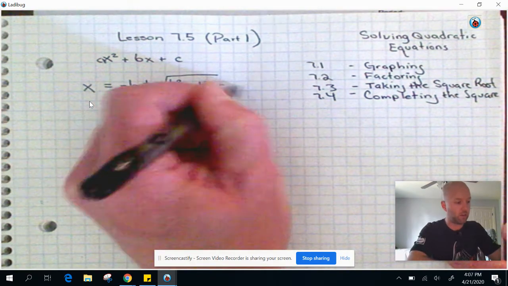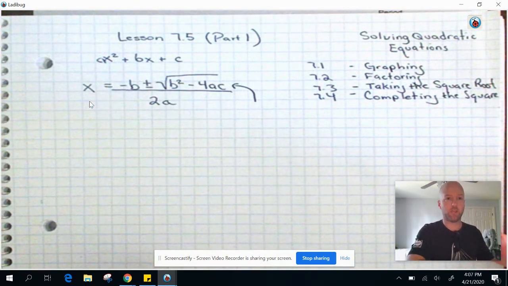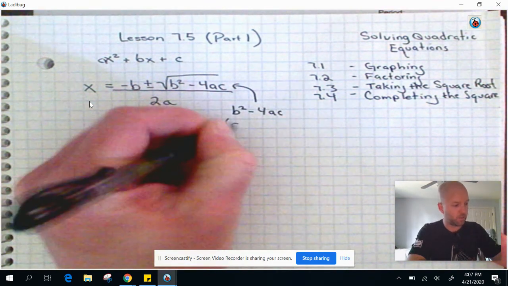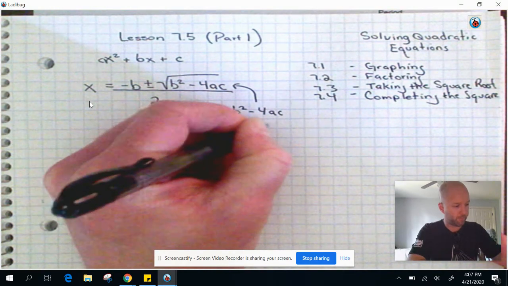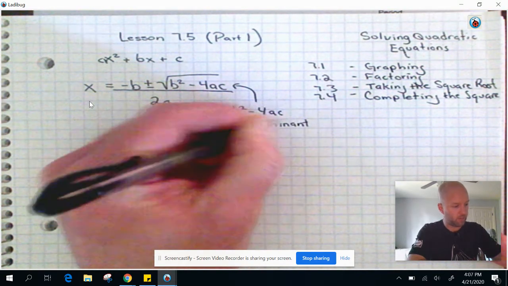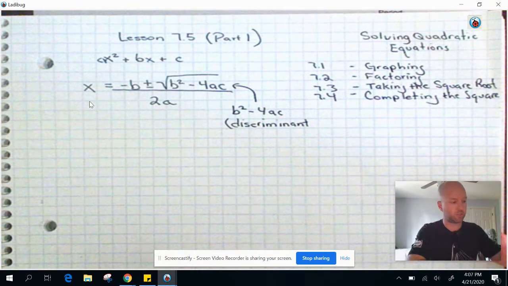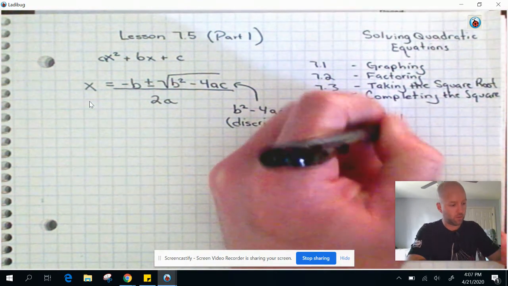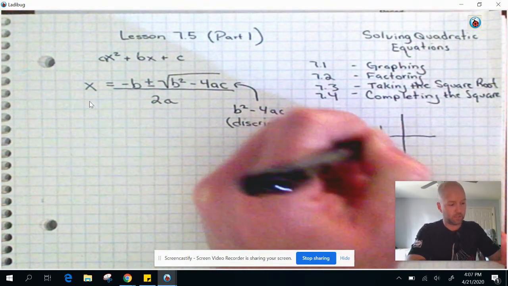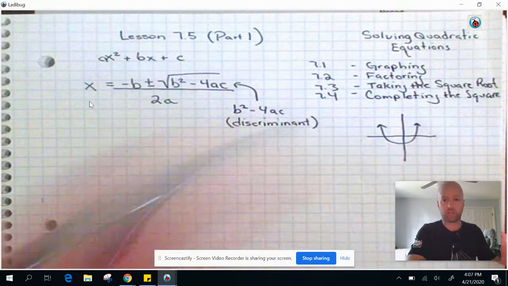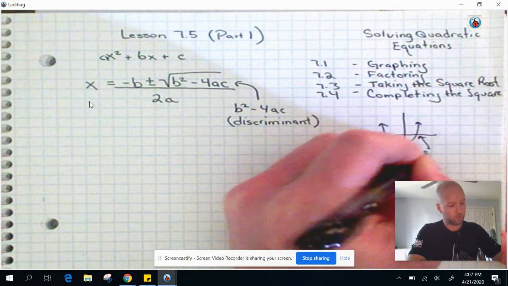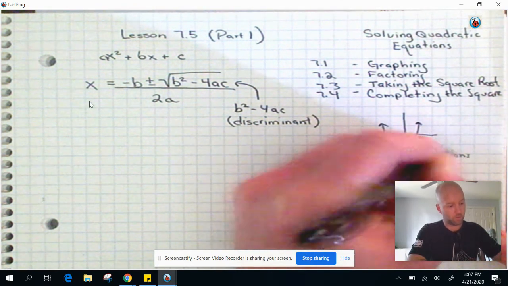All right, underneath here, okay, the b squared minus 4ac, we call this the discriminant. Okay, and this tells us a lot about the solutions of a quadratic function. Okay, now just a reminder, solutions are places that our quadratic function crosses the x-axis, right? So these are solutions. They're also known as roots.